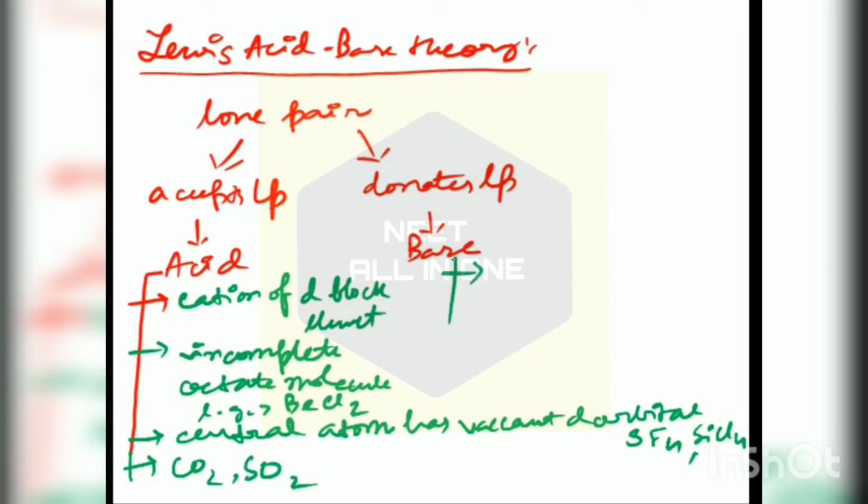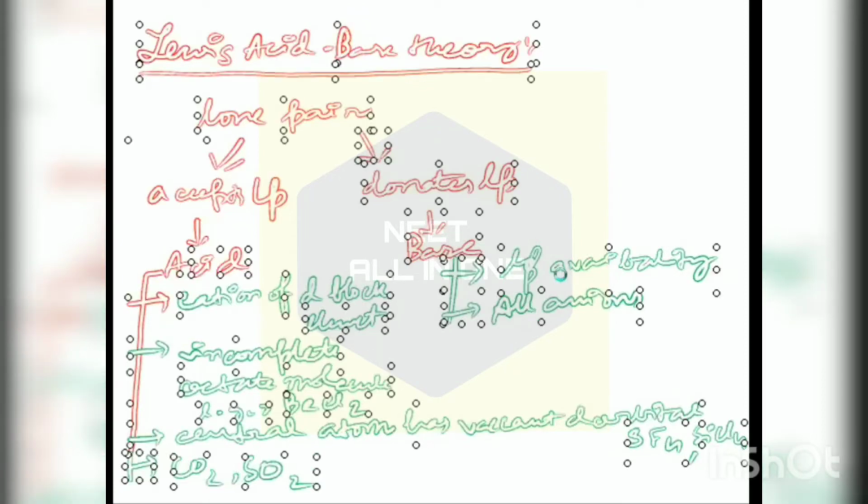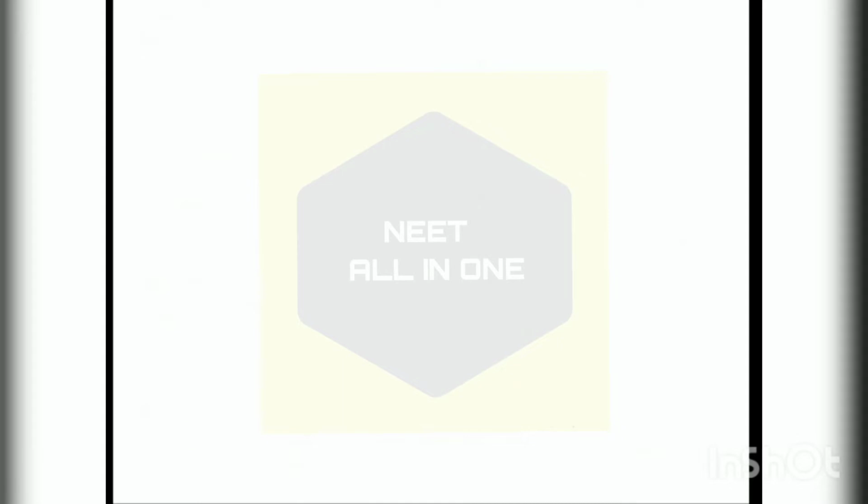Now for base, what are the molecules? That is the molecules which have lone pair availability. Okay, lone pair availability. Second is all anions. Okay, because anions also have lone pair availability or electron excess, right? So this is how Lewis acid base theory is done. Now we will come to our last and most important, that is Oswald acid base theory.